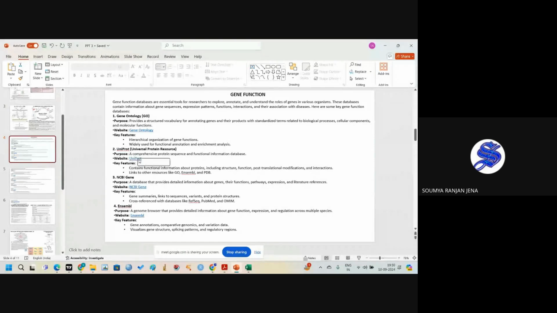These are the large databases. These two are NCBI and UniProt.